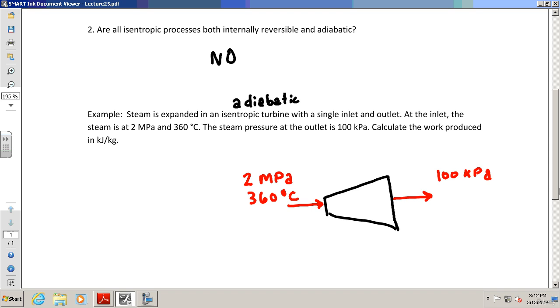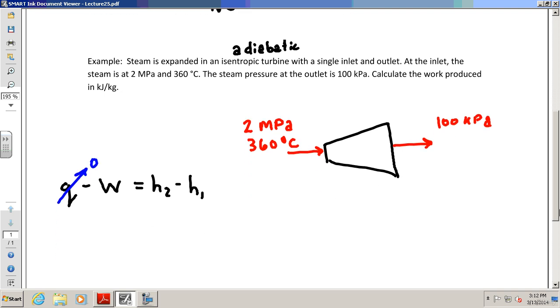It asks for the work produced in kilojoules per kilogram. So you're probably thinking first law of thermodynamics, and if you are, you're thinking right. Q minus W is equal to H2 minus H1, right? This is per mass, so I'm not writing M. Everything's per mass here. But I said it's adiabatic, so there's no Q. So this becomes a very simple equation. This basically just says minus the work produced is equal to H2 minus H1.